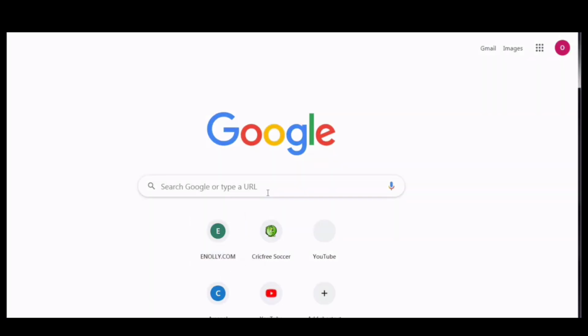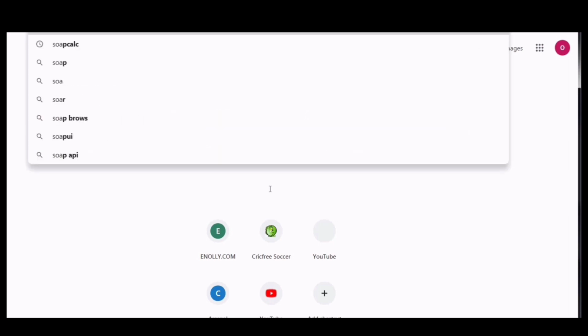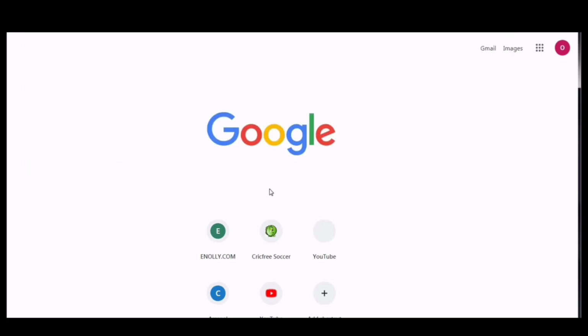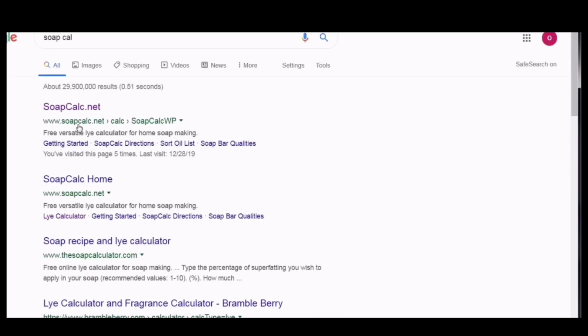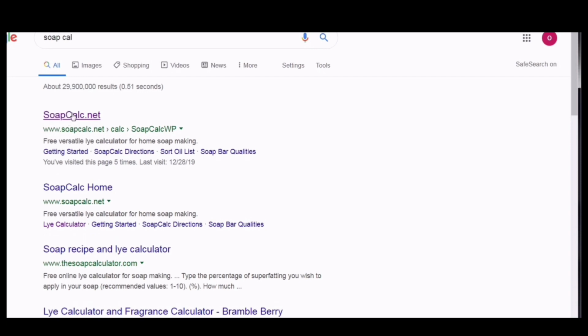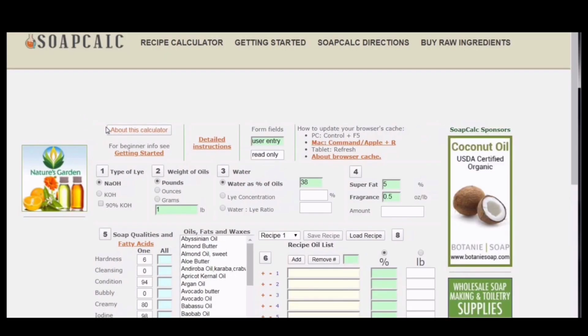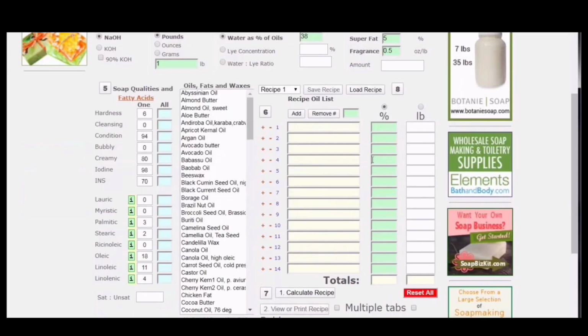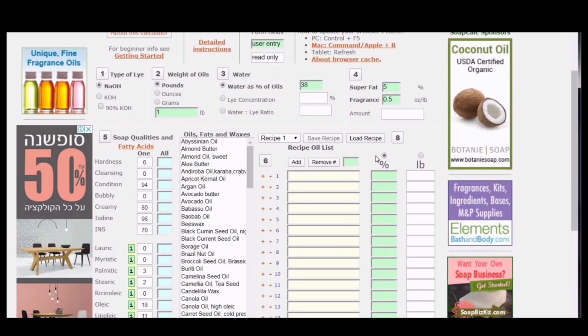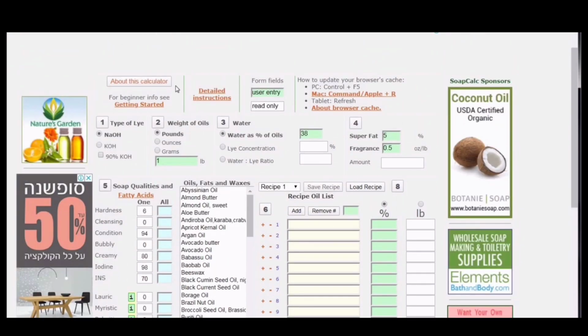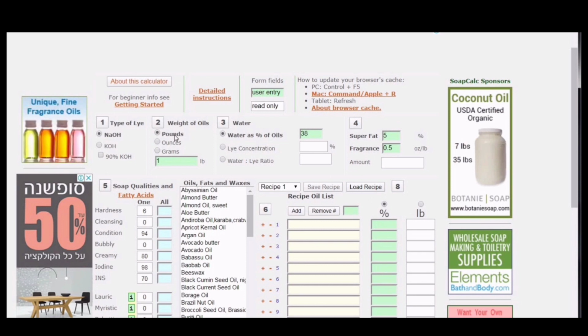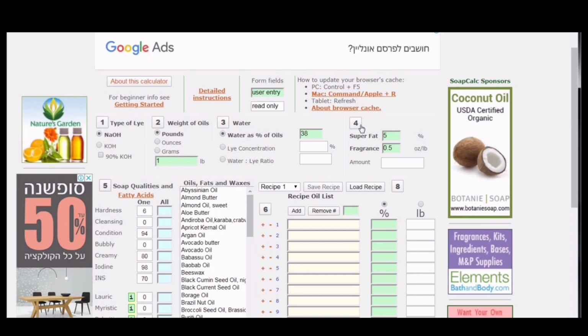So what you want to do is to go to Google and type in soap calc. And it takes you right there where it says soapcalc.net. You want to click on that. And here's what the page looks like. And you just want to concern yourself about the numbers here, number 1, 2, 3, and 4.